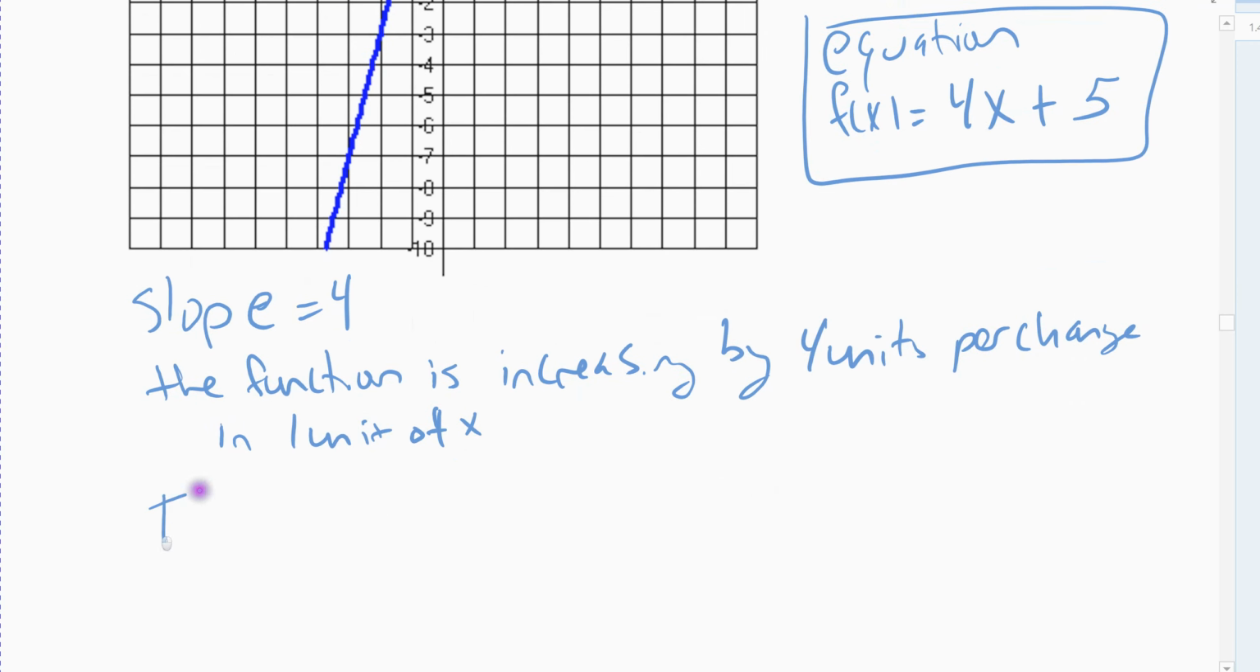Right, now the 0, which is better known as the x-intercept.